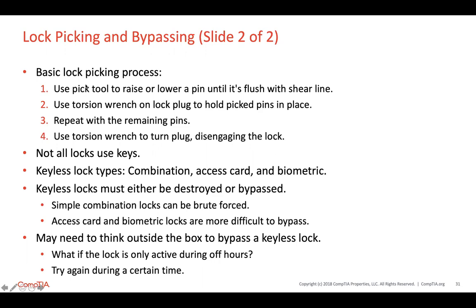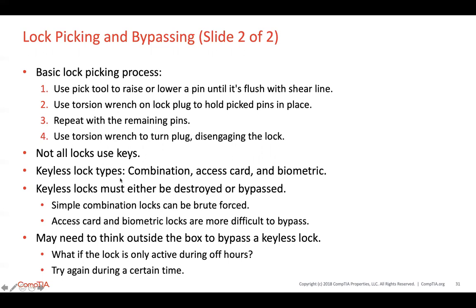The basic lock picking process: use a picking tool to raise and lower pins until they're flush with the shear line. Use a tensioner wrench on the lock plug to hold the picked pins in place. Repeat with the remaining pins. Use the torsion wrench to turn the plug to disengage the lock. So once you raise those up, you've got this other tool that's a flat L-shaped piece, and you can turn it. Then once you get the pins in the right place, you rotate the lock to unlock it.